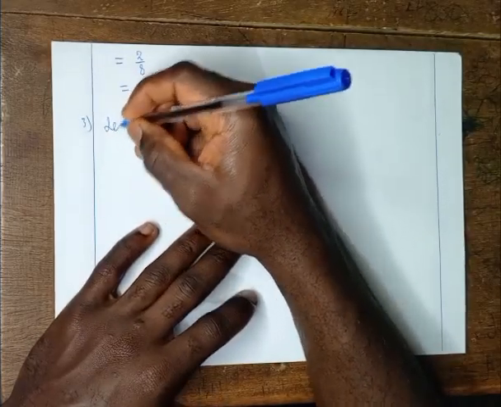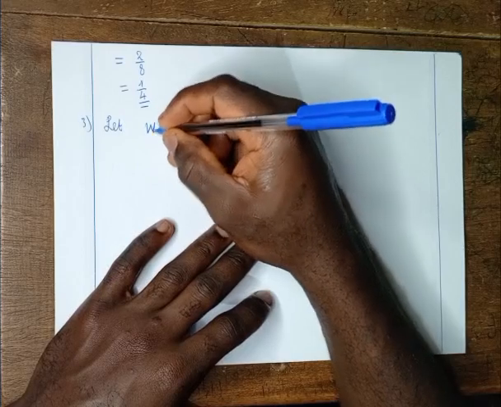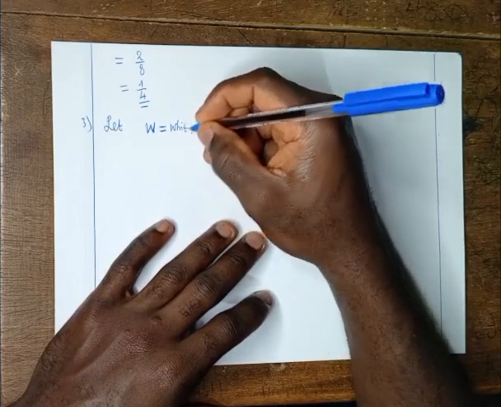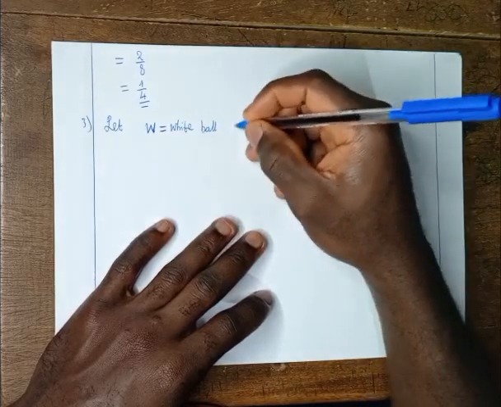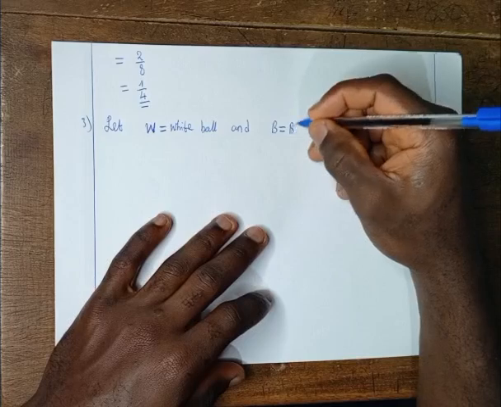Let's let W represent a white ball, and capital B represent a black ball.